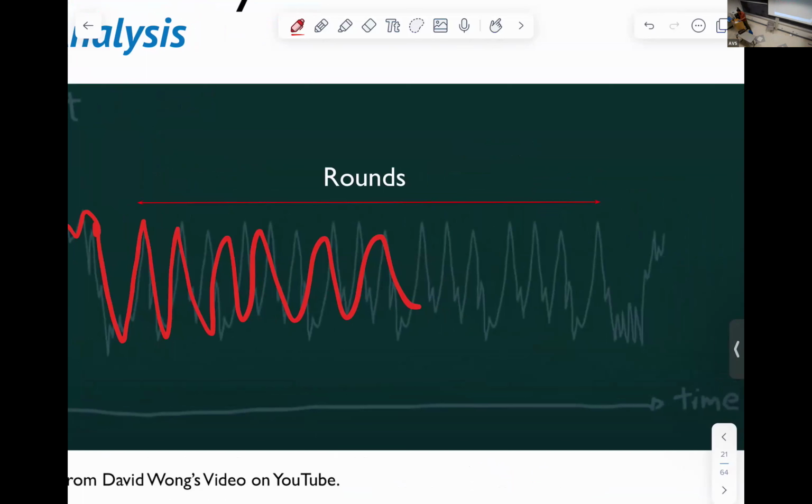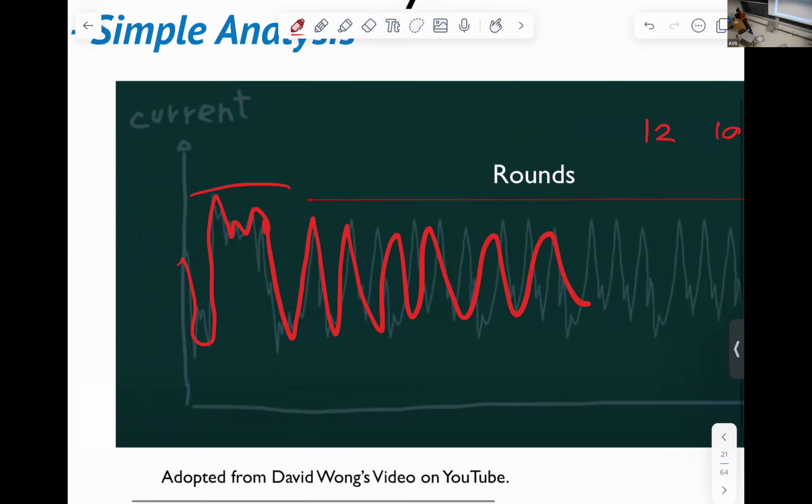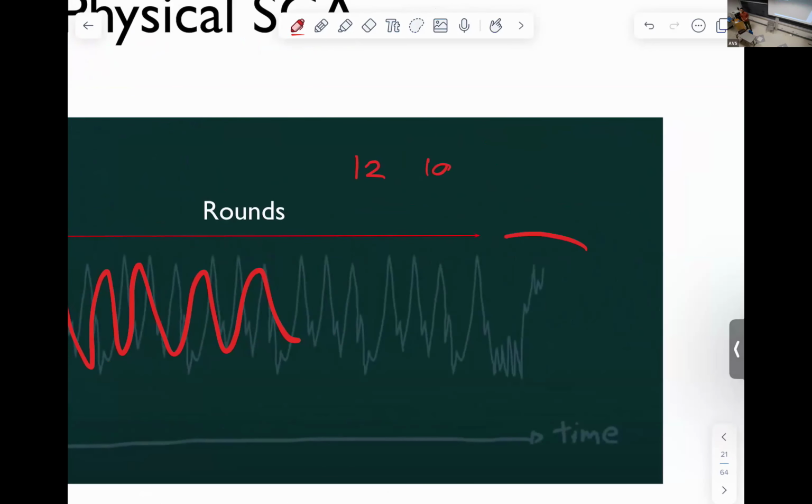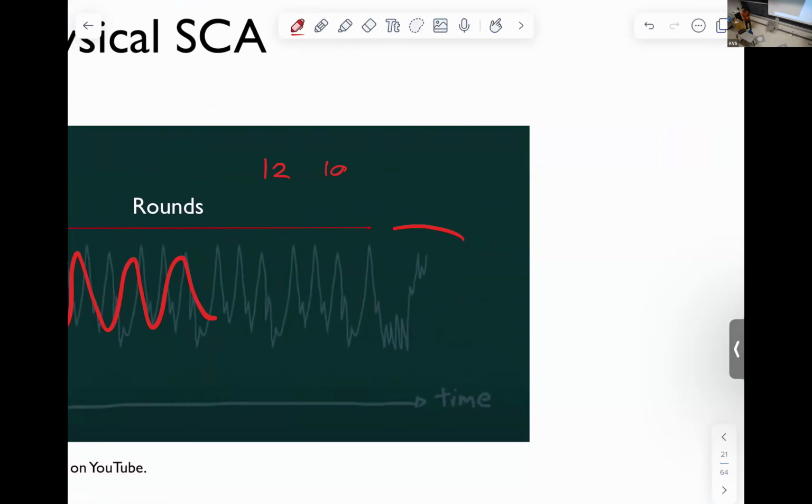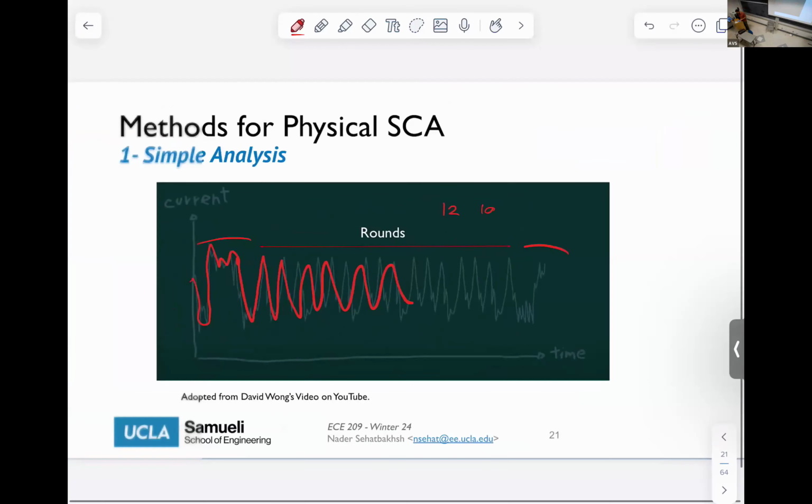You can clearly see that, for example, there are 12 rounds or 10 rounds of AES. There is an initialization phase, and there's some form of final phase. And again, this will help you to know exactly when everything is happening. One important thing about the simple analysis is that although it itself might not reveal anything, it helps you to know the timings of things. And when you know the timings of things, then you can actually apply more sophisticated attacks that I'm going to describe later. Then together you can have a very sophisticated attack. Okay?